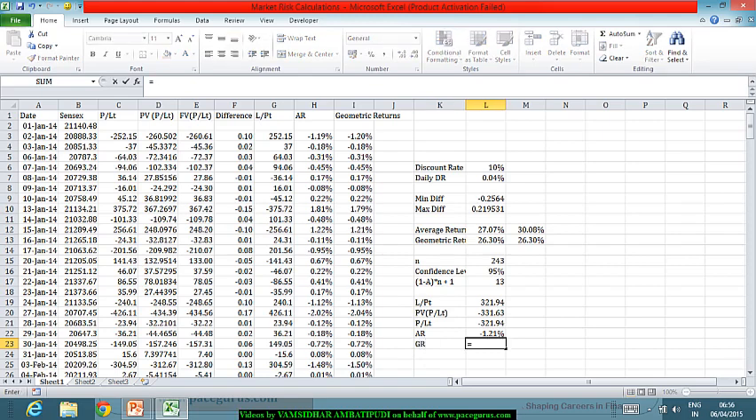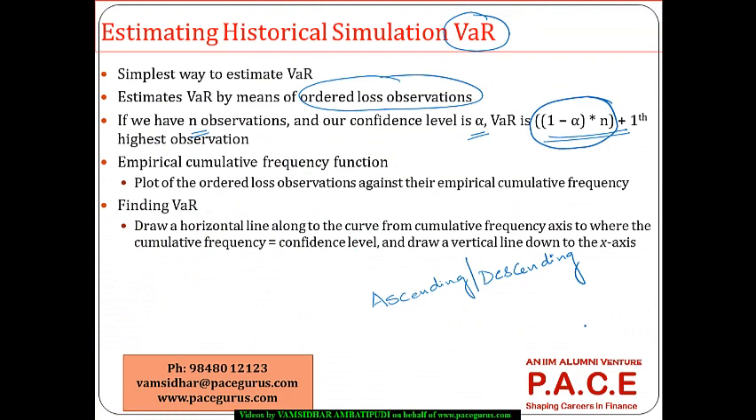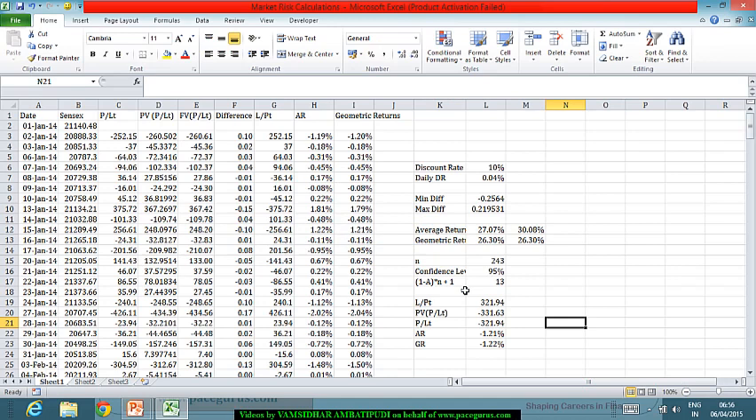Or when I am going with the geometric return based computation mechanism, again I can very well apply it. Within this, I am looking at the 13th smallest value, which again gives me around 1.22%. So there is a 95% chance that my loss will not be more than 1.22%, going with the geometric return mechanism. So this is what will be given through the historical simulation mechanism.